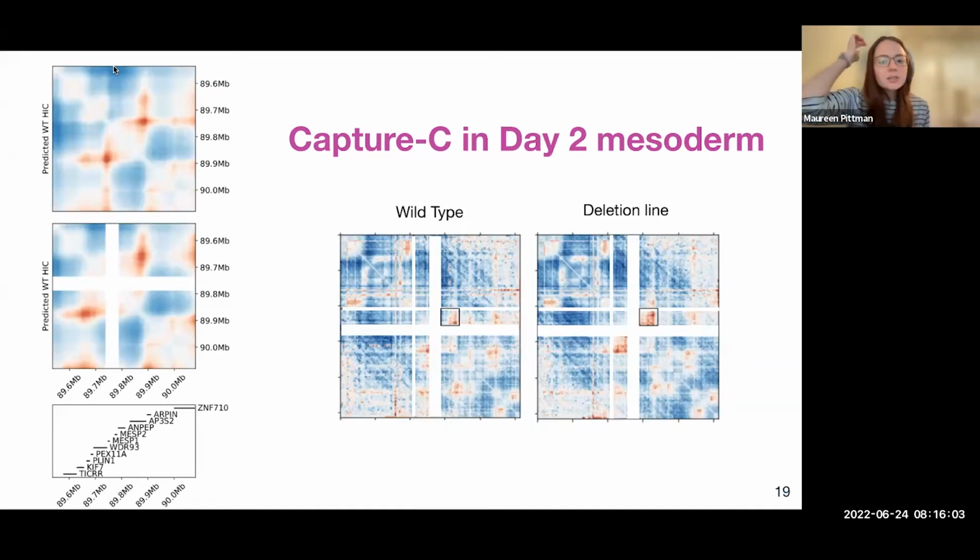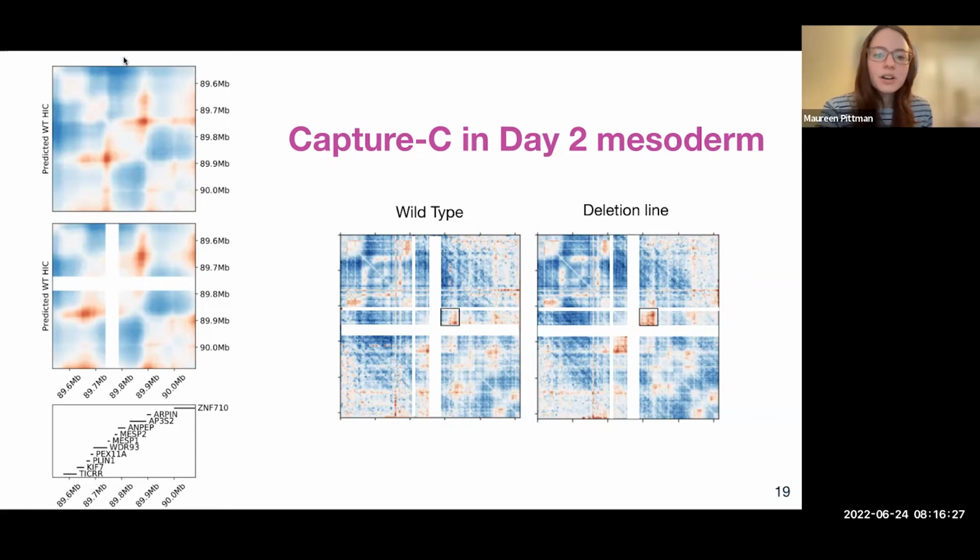merging of this TAD. So you can see that the region that is in the black box, there's an increase in contacts in the deletion line as a result of the potential kind of TAD merge. And so again, this is quite preliminary data, and we're hoping to dig deeper into it.